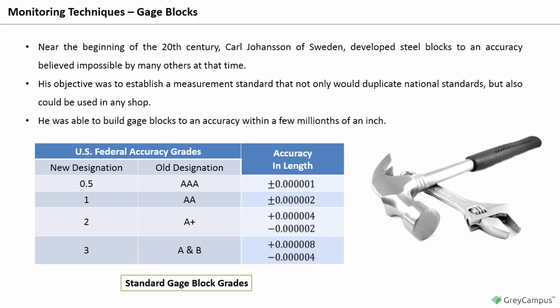The old designation of A+ has a new designation of 2 and an accuracy of plus 0.000004 and minus 0.000002. The old designation of A and B has a new designation of 3 and an accuracy of plus 0.000008 and minus 0.00004.